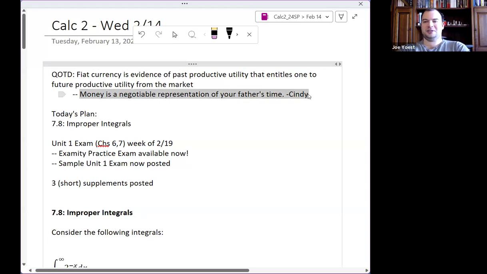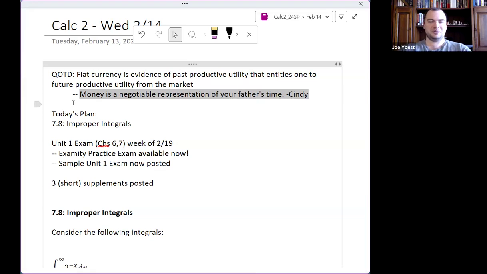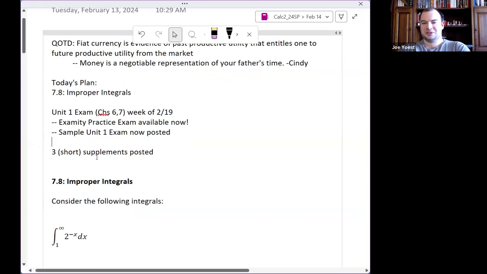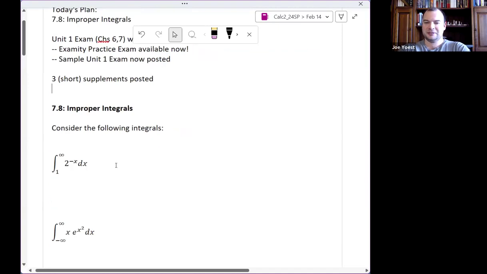And then I like this quote from my mother-in-law that my wife Jen still thinks about to this day, that money is a negotiable representation of your father's time. She would tell her this when she was a kid, and she'd say, oh, I want this thing, and her mother would say, well, that costs that amount of money. That's that amount of time that your dad will have to work for that. There's an exchange of value for value here. There's no money tree, so to speak. So that's the idea for today.